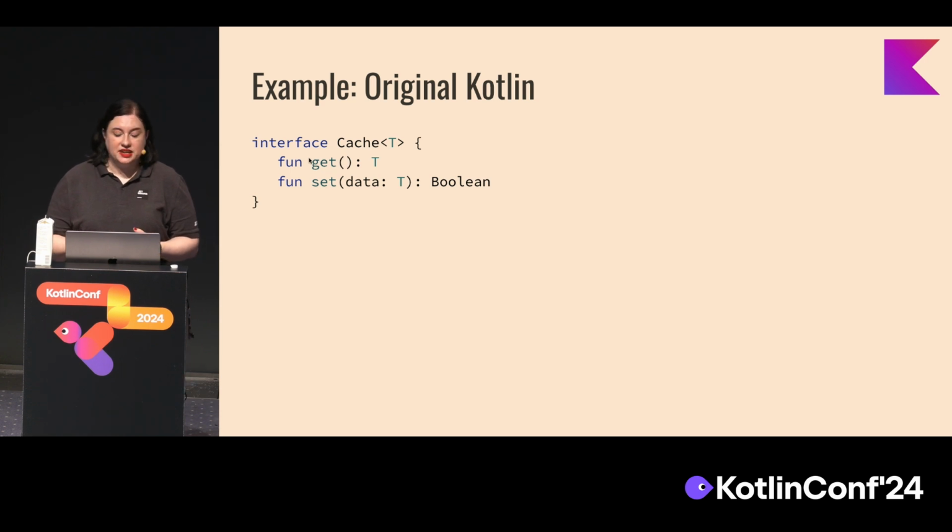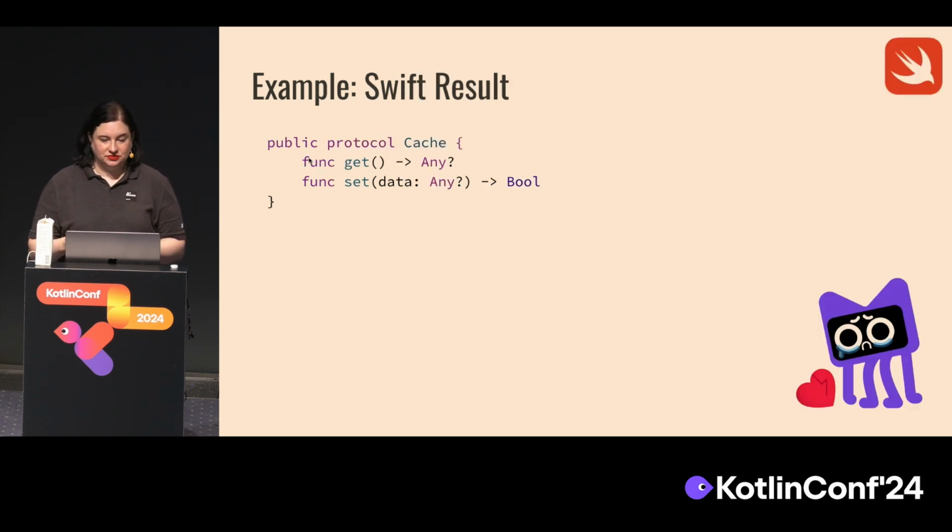Here we have an interface called Cache that stores something of type T. We can get the cache value, and we can set the value in the cache. Unfortunately, due to that pesky Objective-C bridge, the type argument will be lost, and so in Swift, the type of the cache value will almost always be optional Any, and we'll have to do typecasting in most circumstances.